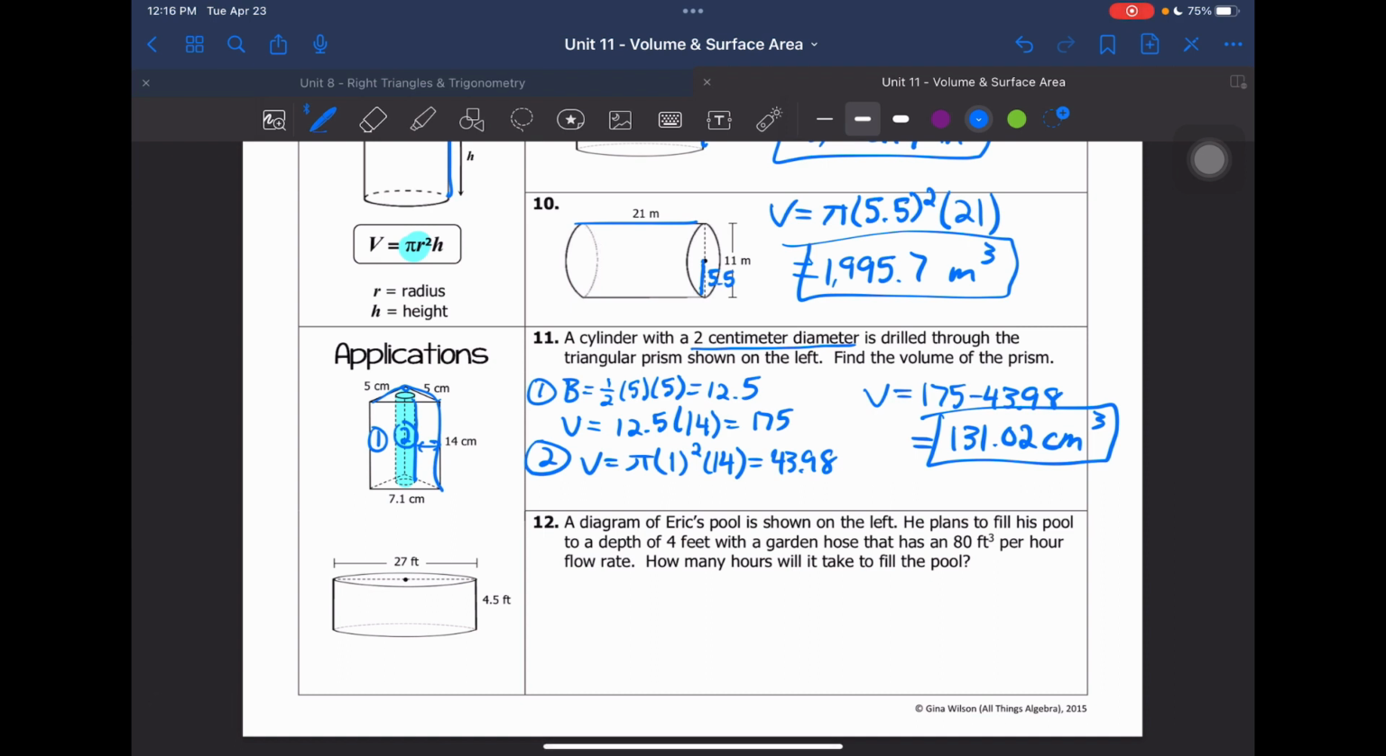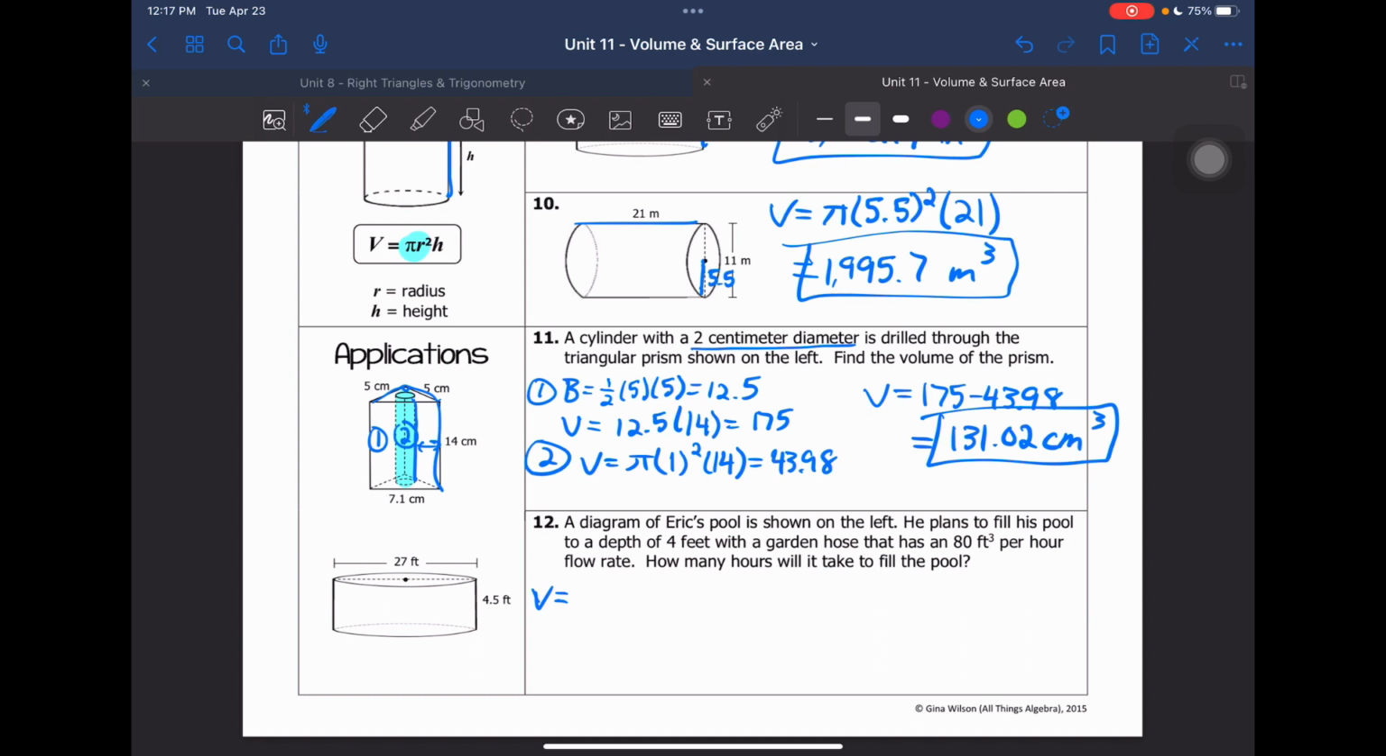Okay, and then number 12. A diagram of Eric's pool is shown on the left. He plans to fill his pool to a depth of 4 feet with a garden hose that has an 80 cubic feet per hour flow rate. How many hours will it take to fill the pool? So if we're filling this cylindrical object, we essentially want to know the volume of this pool. So let's think of trying to find the volume of this cylinder.